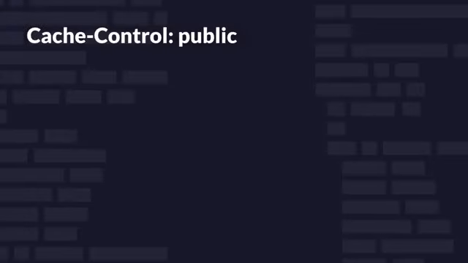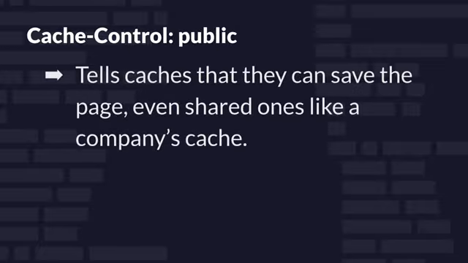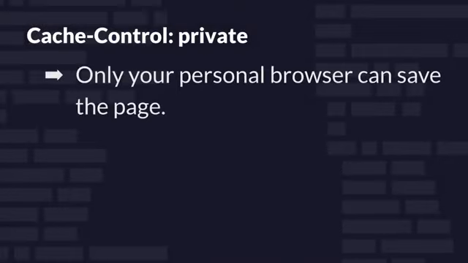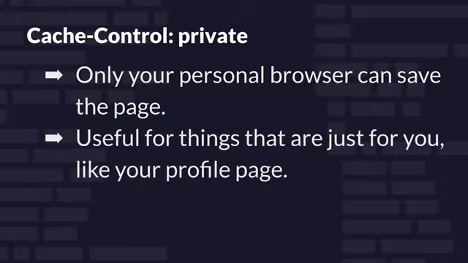Cache control public. The public response directive indicates that a resource can be cached by any cache. This directive is useful for resources that change infrequently and when the resource is intended for public consumption. Cache control private. The private response directive indicates that a resource is user-specific. It can still be cached, but only on a client device.